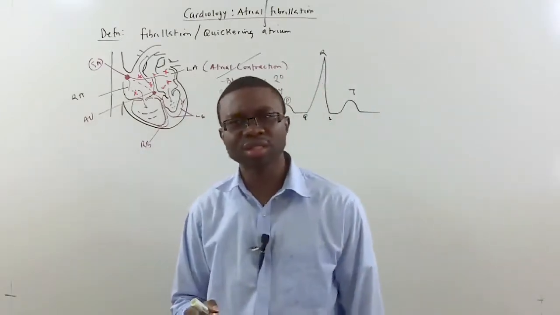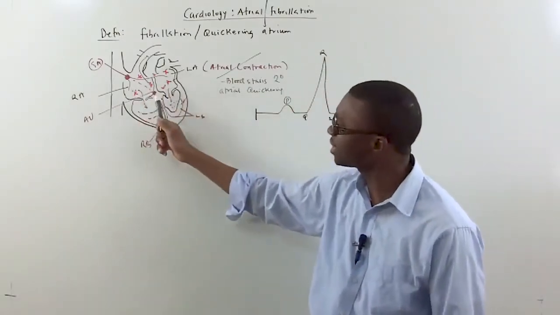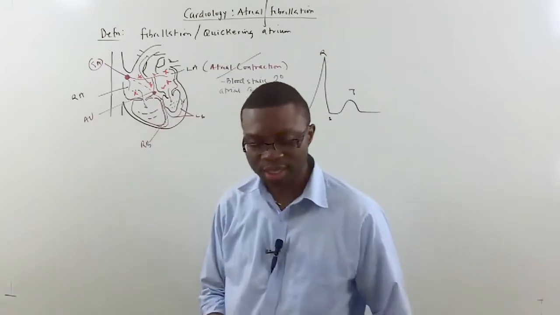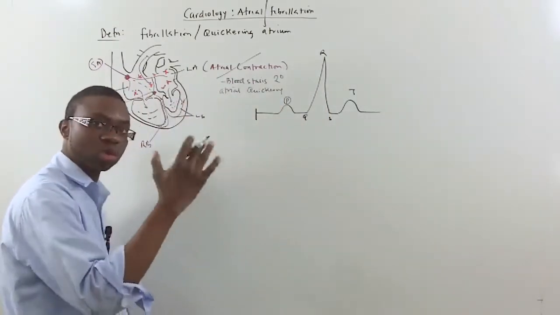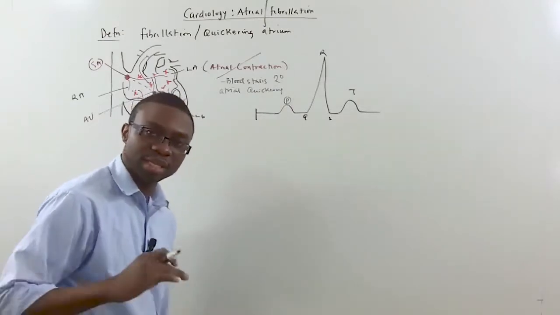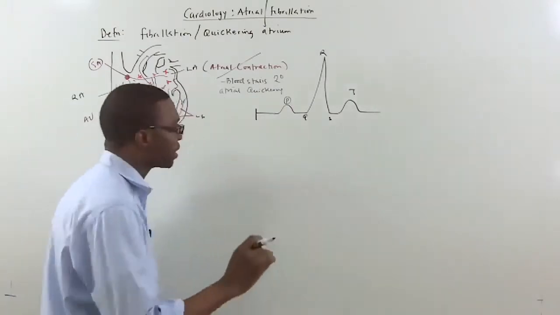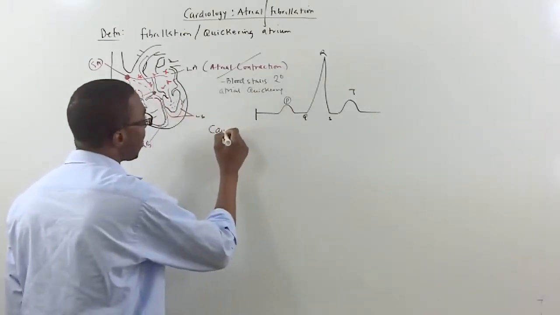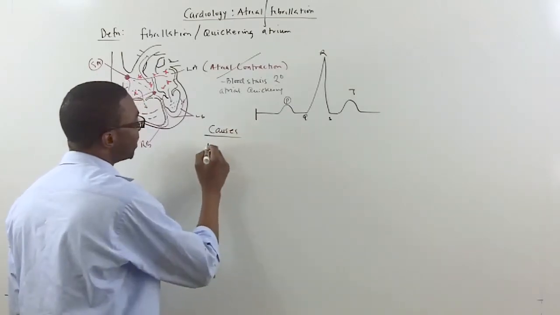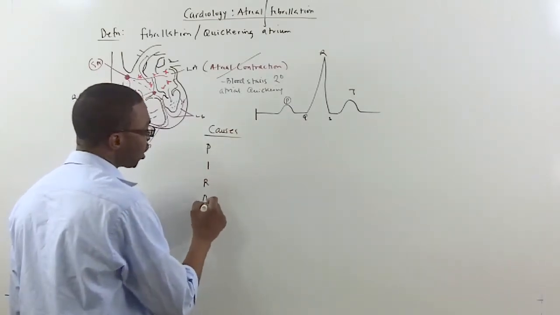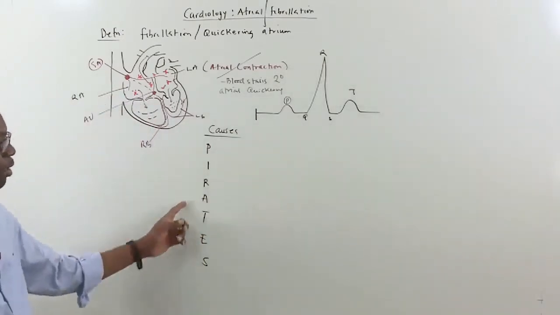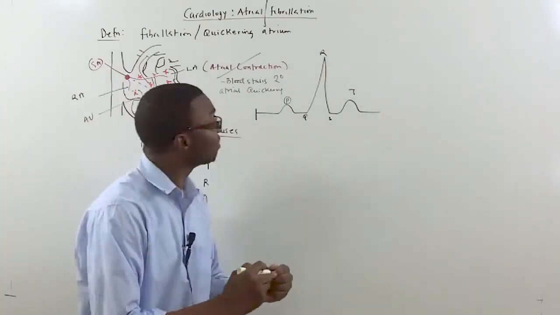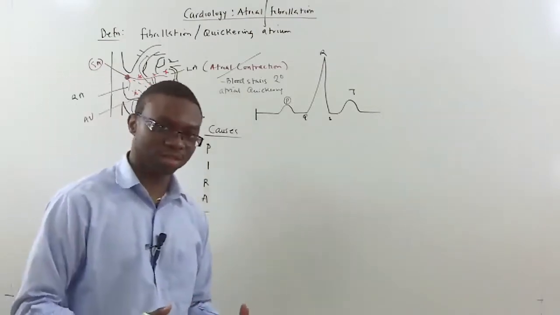Now you're probably wondering, what can cause this to happen? Well, let's go over the causes of atrial fibrillation. And once we talk about causes of atrial fibrillation, then we'll be able to show you what it looks like in an electrocardiogram. So causes, the mnemonic for atrial fibrillation is PIRATES. The pirates are coming in, and once the pirates come in, they are the ones causing the problem.